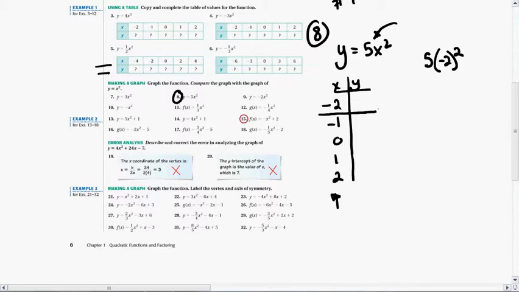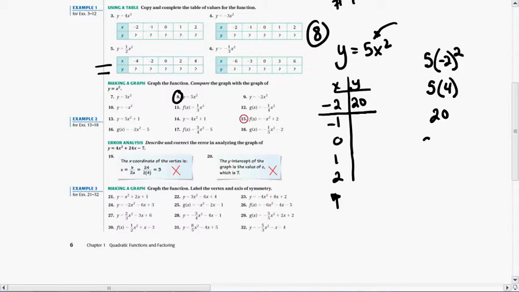And then I want to remember order of operations, and order of operations says square things, so deal with the exponents before you multiply. So this becomes 5 times a positive 4, right? -2 times -2 is a positive 4. And 5 times 4 is 20. So when x equals -2, y equals 20. Already a kind of largish number. I'm glad I wasn't using 30.